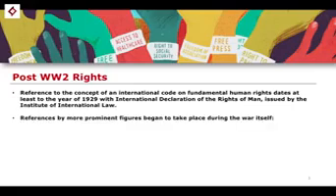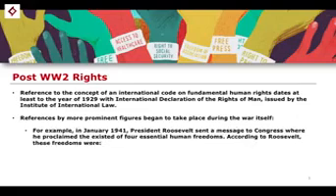Now, references by more prominent figures began to take place during the Second World War itself. There was this growing idea that the Second World War really ought to be an impetus for a major shift in the ways in which we regulate and govern individuals across the world from an international law perspective, and that human rights should play a very key and central role within this particular framework.